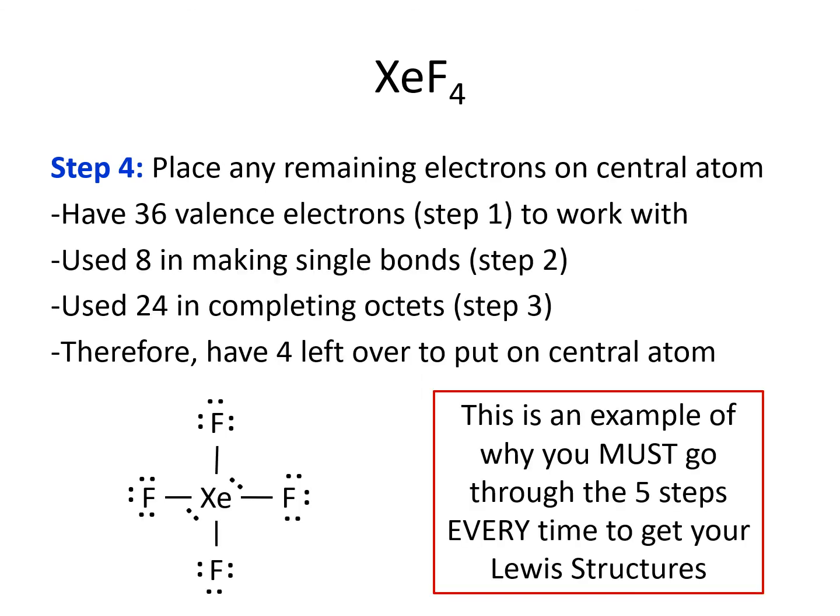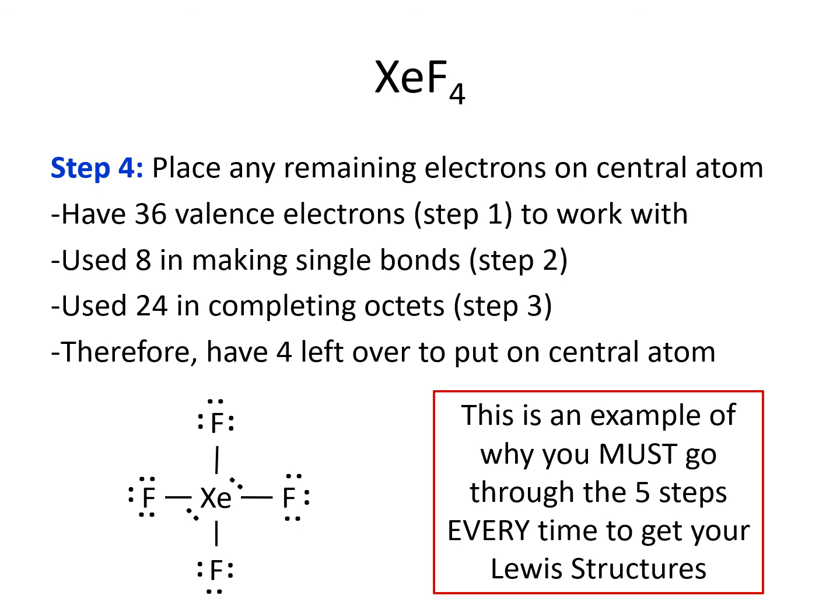Step 4. Place any remaining electrons on the central atom. This step is really, really important. We started with 36 electrons. We used 8 making the single bonds and another 24 making the lone pairs on the fluorines. That still leaves 4 electrons left over. Any leftover electrons must go on the central atom, so we place the 4 electrons in pairs on the xenon. It ends up with a total of 12 electrons on the central atom.